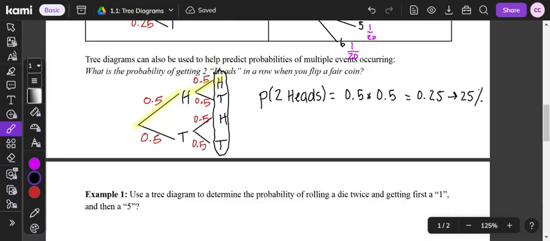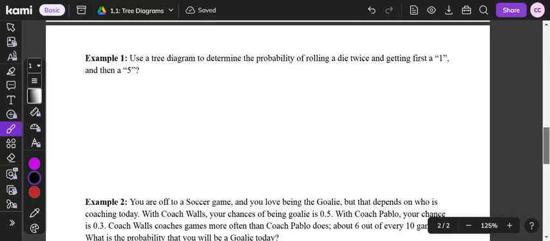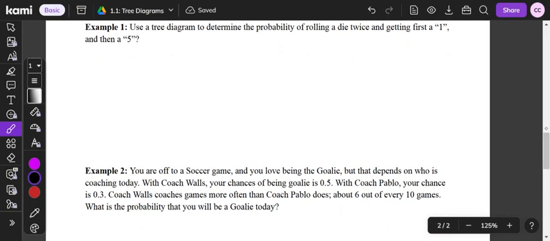Okay, so hopefully this is making sense. Like I said, tree diagrams are just very useful pictures that help us solve these kinds of problems. Okay, so let's look at a few more examples. I think we have 3 more to go.